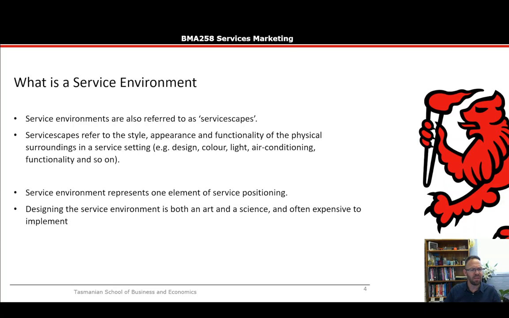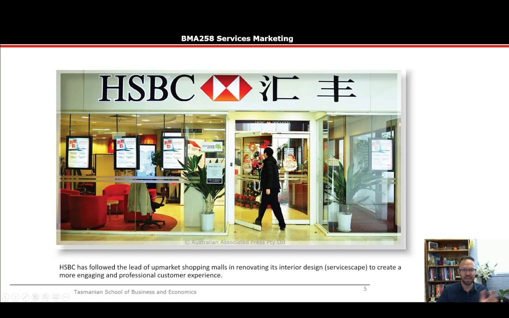So designing the service environment is both an art and a science. So we're going to be learning a lot about the science part of it, the research and theories and stuff like that. But it's also quite an art trying to blend those two together to get the feel that you're after. And the creativity part of it, of course. And it's often expensive to actually implement, which is why it's so important to understand how it works and to get it right at the design stage. Because once you start getting the builders in to redesign things and pull walls down and remodeling, it gets expensive. So we've got an example here for you to look at.